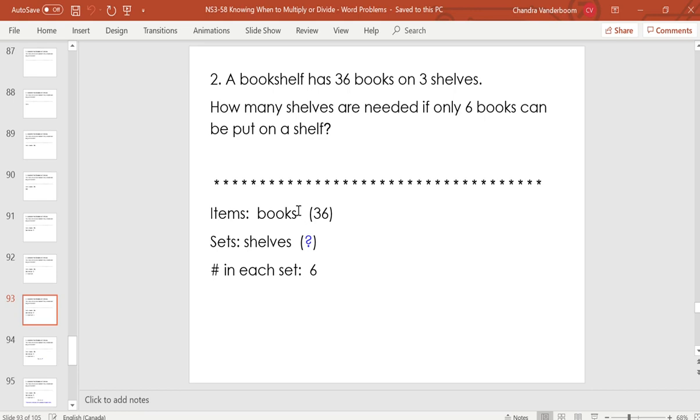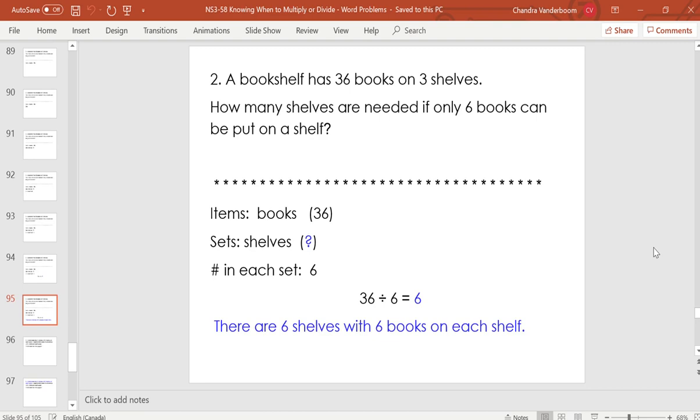But we do know our total number of books, and whenever we know our total, we always do division. So 36 books divided by 6 books on each shelf equals how many shelves that we need? Let's skip count. Get your fist ready, and 6, 12, 18, 24, 30, 36. So we have 6 shelves with 6 books on each shelf.